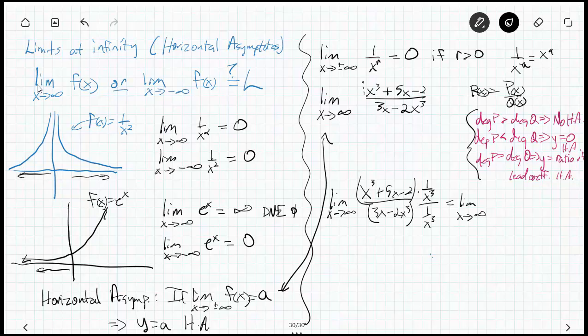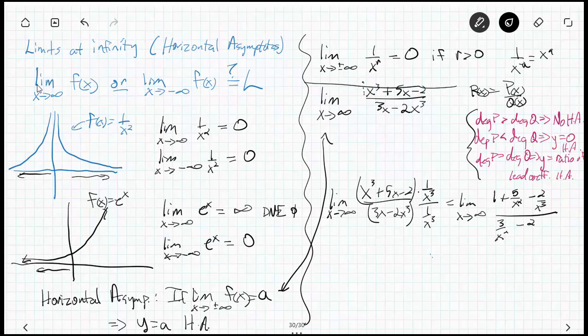So this should turn into x cubed over x cubed, which is 1, plus 5x over x cubed, which is 5 over x squared, minus 2 over x cubed, all over, and now I'm going to have 3x over x cubed, which is 3 over x squared, minus 2. Everybody agrees? Because 2x cubed over x cubed is 2, and I've got the minus along for the ride. Now, be really, really careful with your limits. Remember, these limits are always along for the ride. I don't stop writing limit until I've taken the limit.